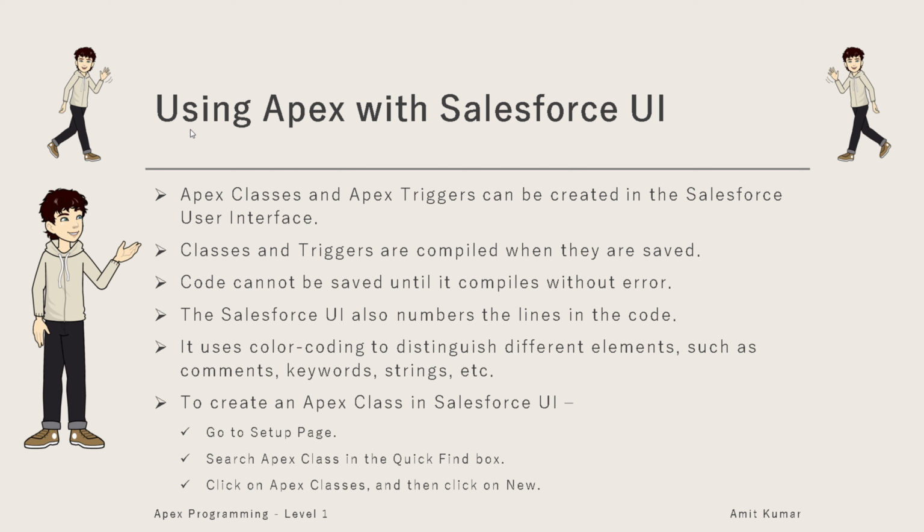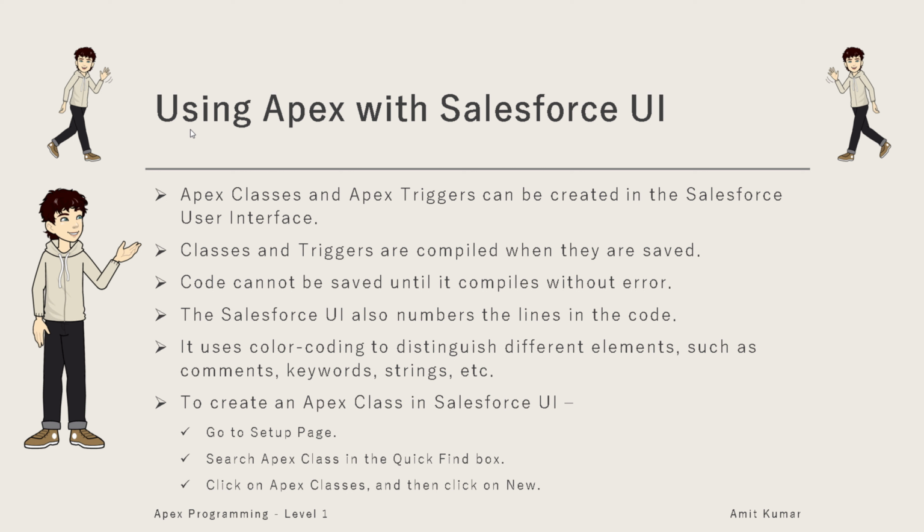We can create classes and triggers and they are compiled once we save them. If the class or trigger has any sort of error, it's not going to compile while saving. The error will show while we are saving, during the compilation itself, and definitely it will not save that class or trigger if it contains any error.